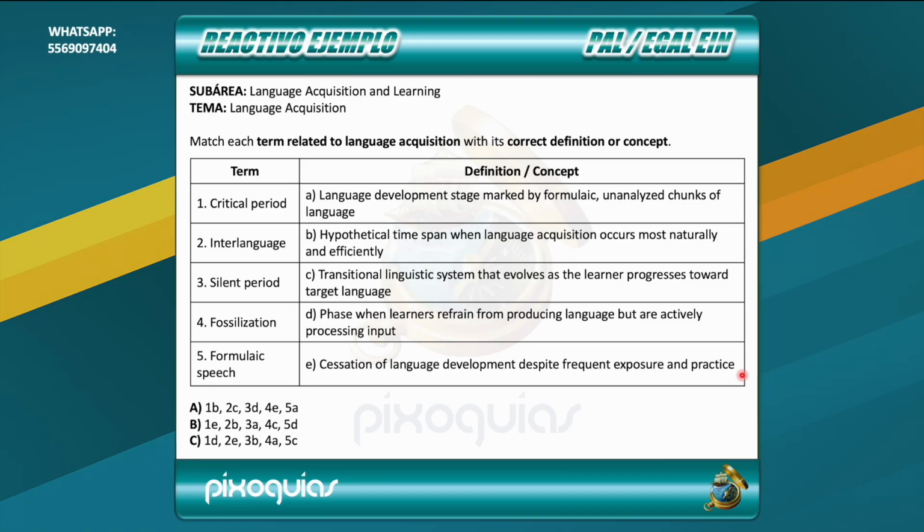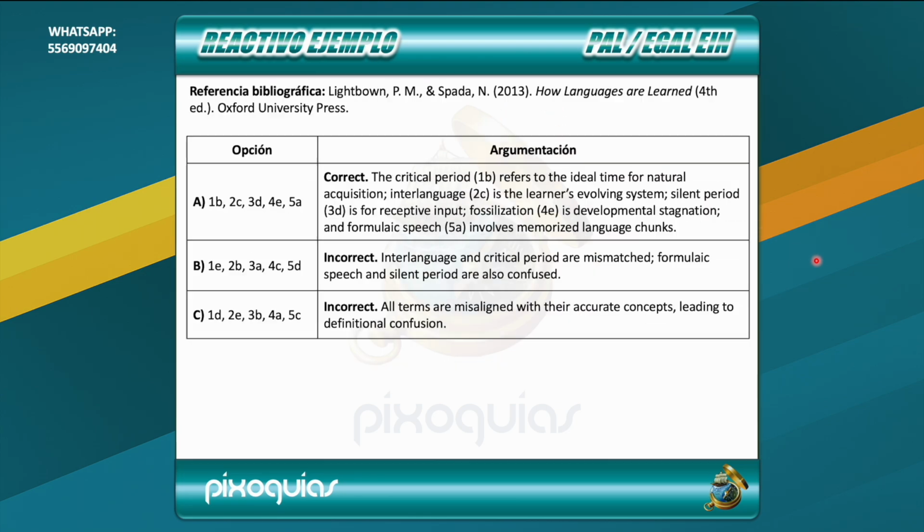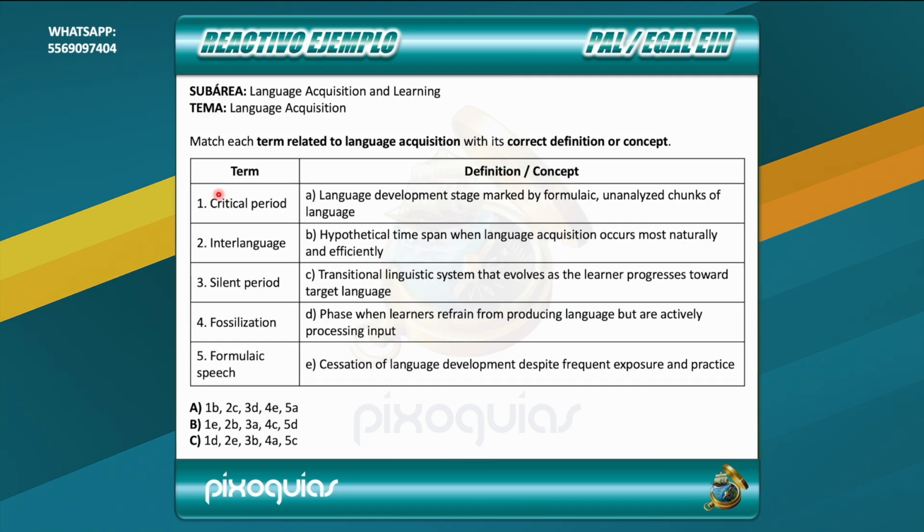So keep watching. This exercise is from the sub-area Language Acquisition and Learning with the topic Language Acquisition. Match each term related to language acquisition with its correct definition or concept. The correct answer is A, and we can see that the match is this.